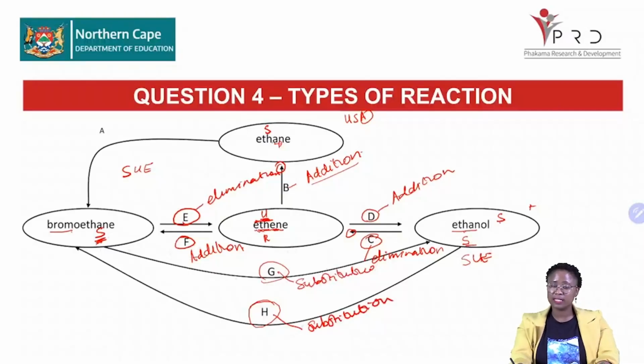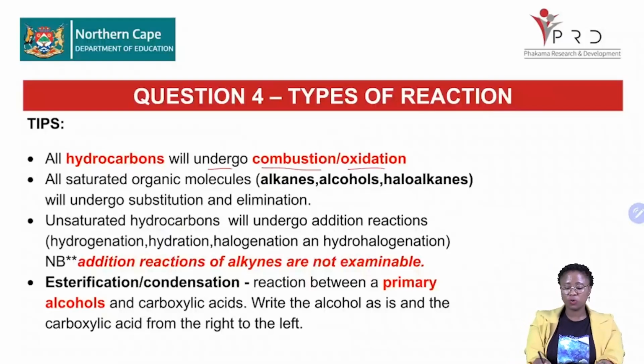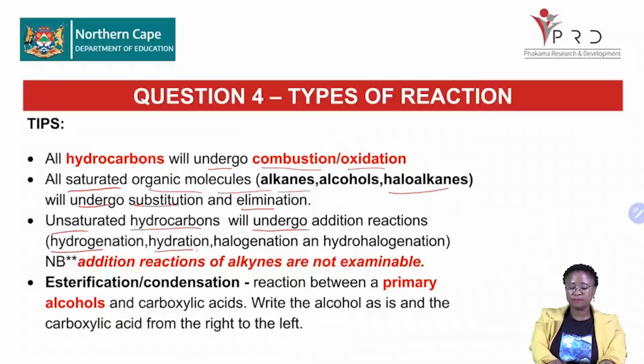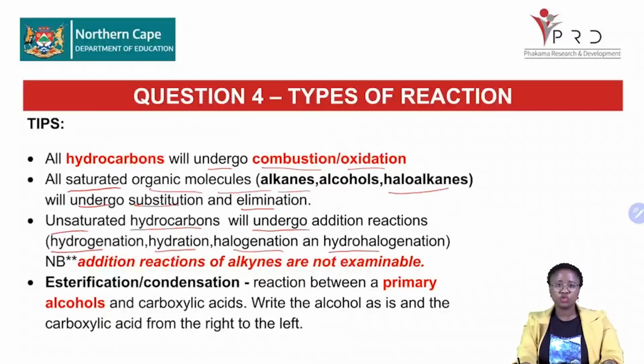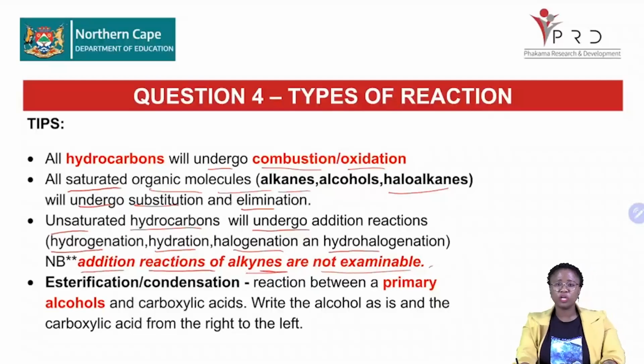And we are going to do better now when we are dealing with types of reactions. Now, here are some more tips when we are dealing with types of reactions. All hydrocarbons will undergo combustion or oxidation. All saturated organic compounds such as alkanes, alcohols, and haloalkanes will undergo substitution and elimination. Unsaturated hydrocarbons will undergo addition reactions such as hydrogenation, hydration, halogenation, and hydrohalogenation. And addition reactions of alkynes are not examinable. So we are only going to be working with alkenes.